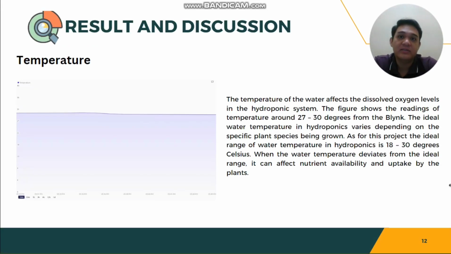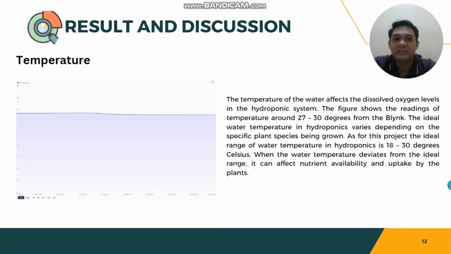Now we go to the result and discussion part. So the first result is for temperature level. The temperature of the water affects the dissolved oxygen levels in the hydroponic system. The figure shows the reading of temperature around 27 to 31 degrees from the Blynk dashboard. The ideal water temperature in hydroponics varies depending on the specific plant species being grown. As for our project, the ideal range of water temperature in our hydroponic system is 18 to 30 degrees.